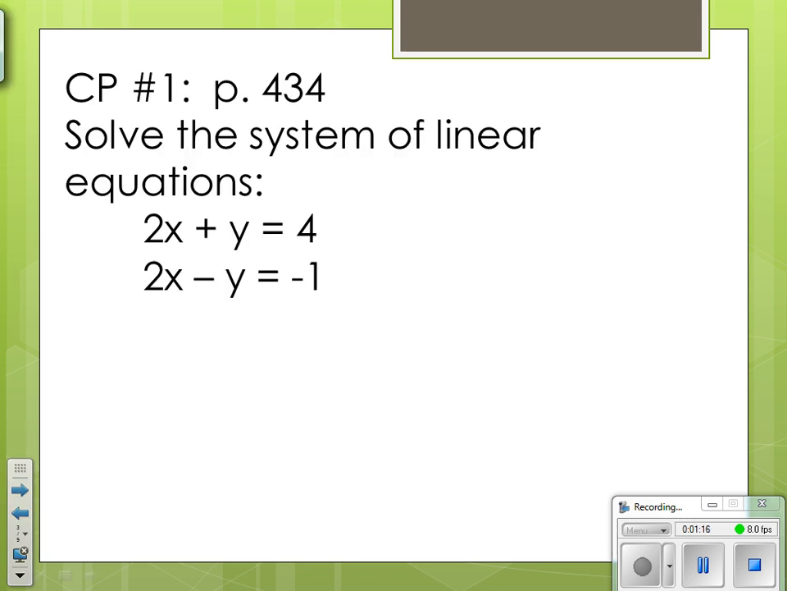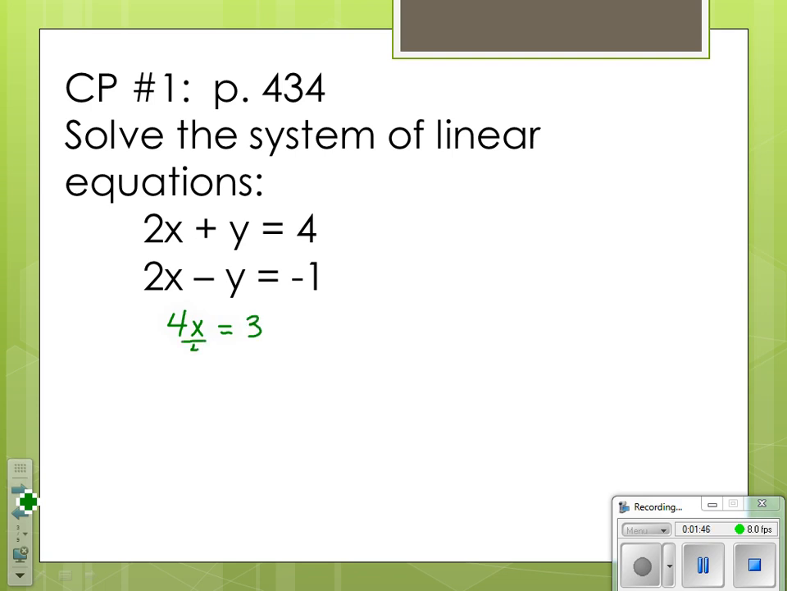If we had this system, this is checkpoint number 1 found on page 434. Notice in this system, we already have those opposites. We have a positive y in our first equation, and we have a negative y in our second equation. So this one is ready for us to combine. Those y's are going to eliminate each other. So combining the top one with the bottom one, our x's combine to make 4x. The y's again are gone, they are eliminated. 4 and negative 1 combine to make 3.